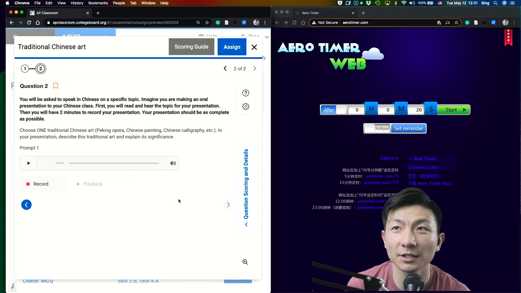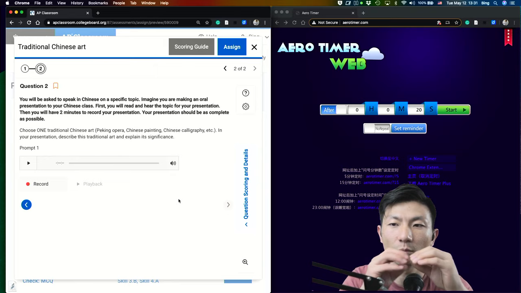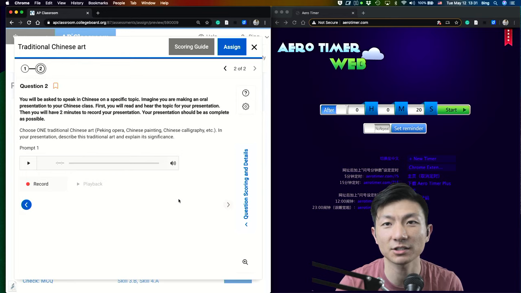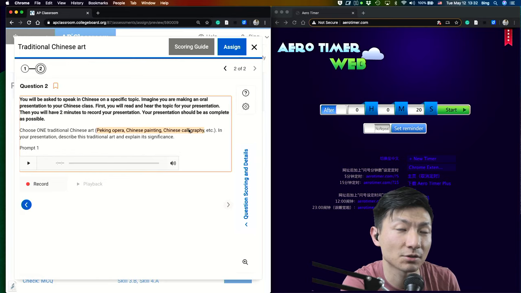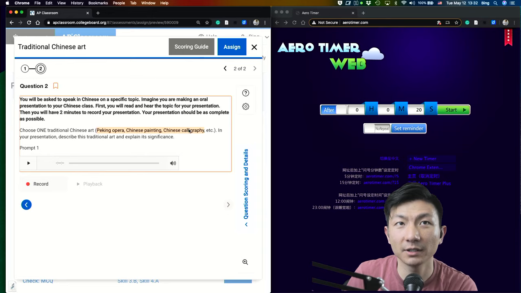So the second part, just quickly explaining this to Matthew, is called culture presentation. In the culture presentation part, they're going to give you a broad kind of topic, and then they're going to suggest some specific topics. In this case, we have one traditional Chinese art, and then they're going to give you three examples: Peking opera, Chinese painting, Chinese calligraphy, etc. So, are you limited to those three, Matthew?